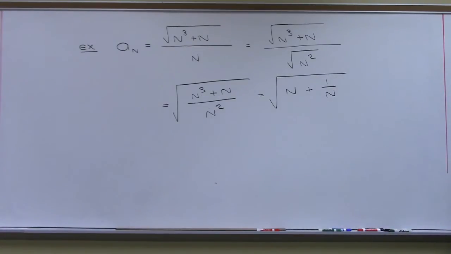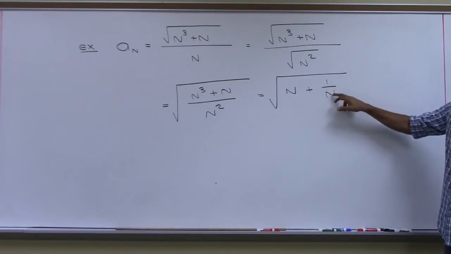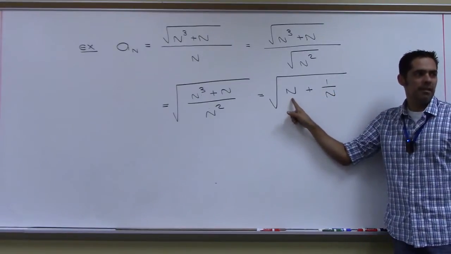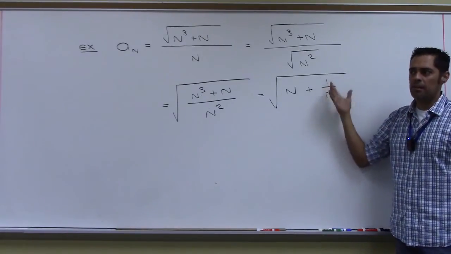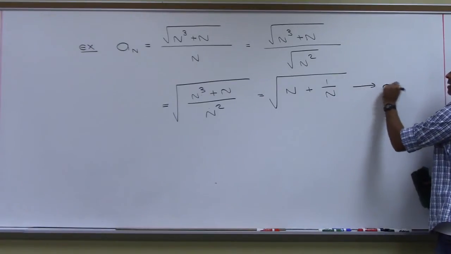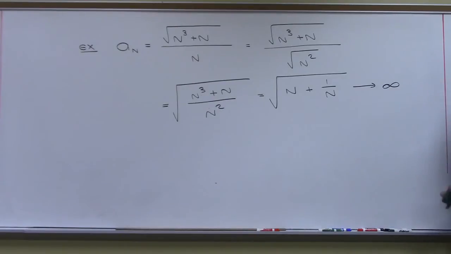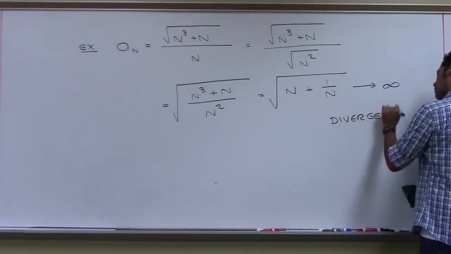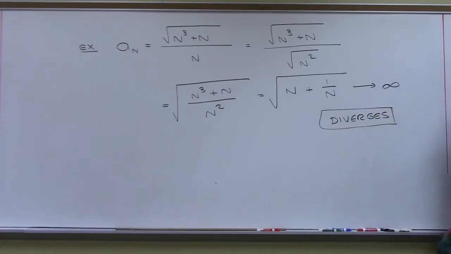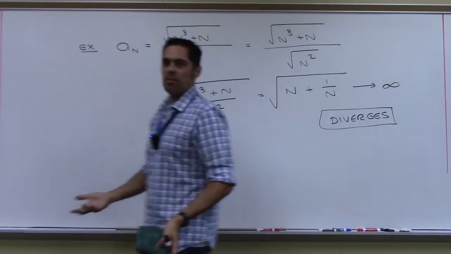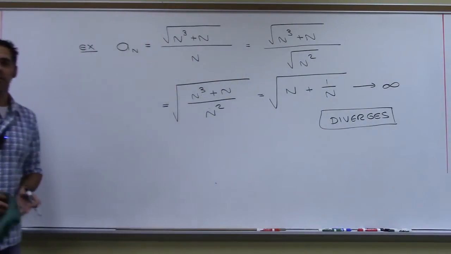Now let n go to infinity. What happens? 1 over infinity goes to 0. Infinity, square root of infinity is infinity, right? This heads to infinity. So what do I say? It diverges. We knew that it was infinity over infinity. That's never enough to be able to determine the answer. So we had to do something algebraic to make it happen.